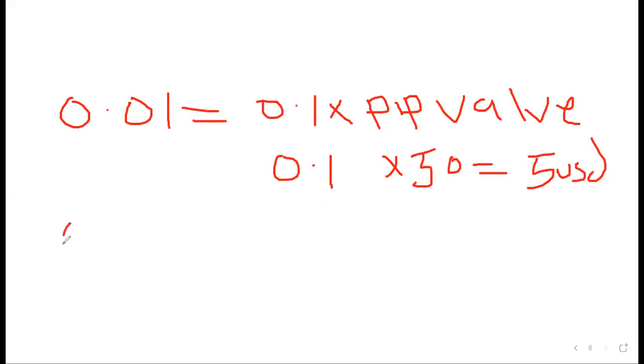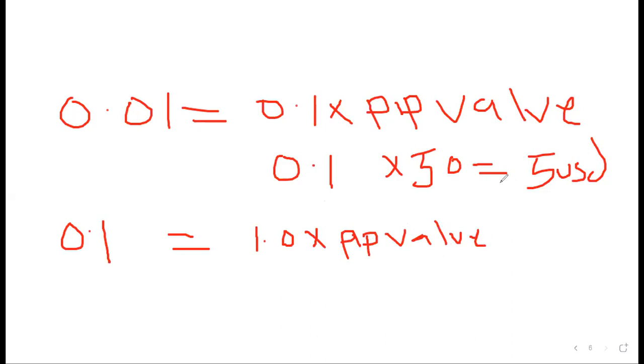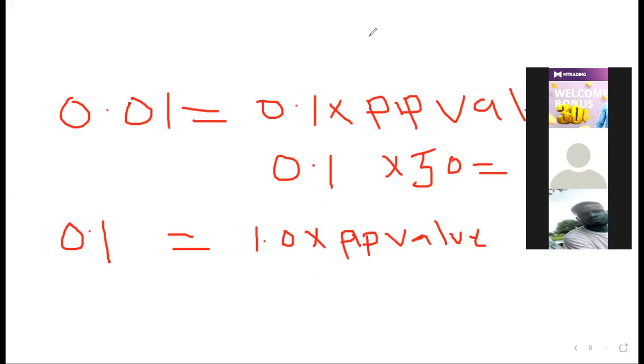If that same person used 0.1, the answer is 1.0 multiplied by the pip value. In this case, if you have made 50 pips, it equals 1 multiplied by 50, which is the pip value. So the amount of money you've made is actually $50.